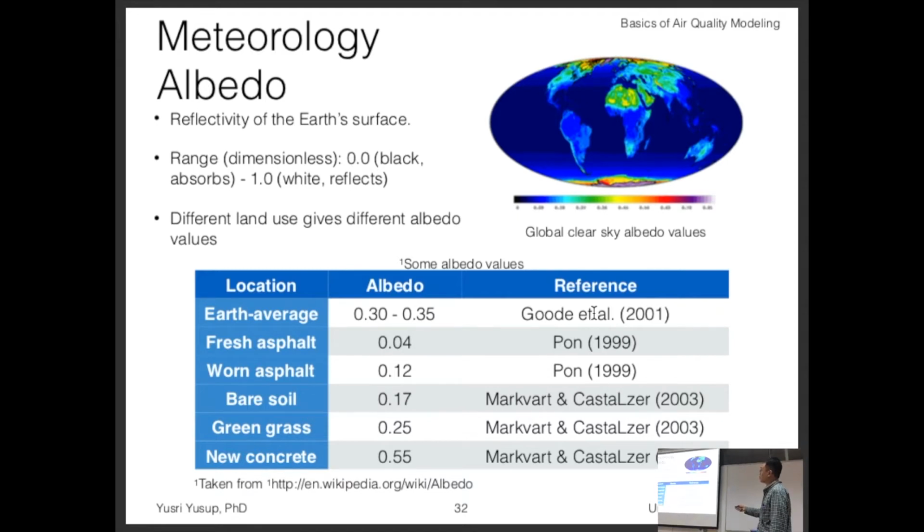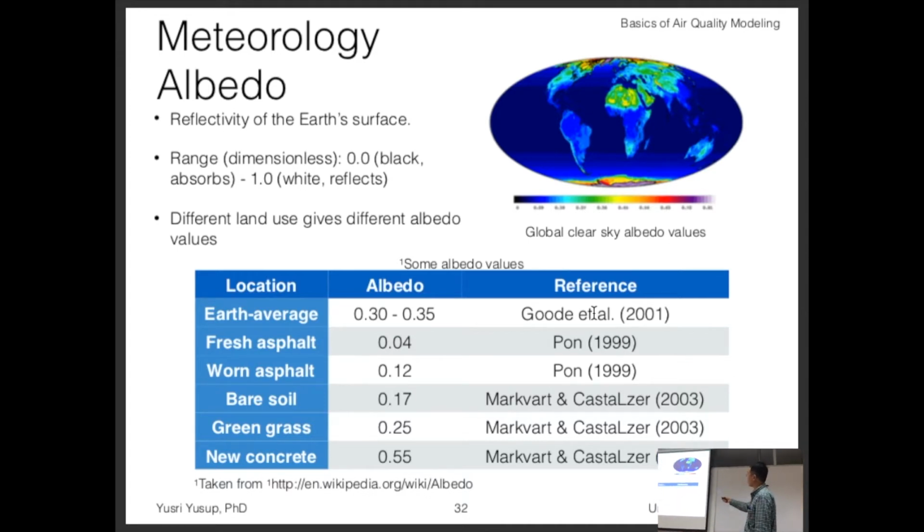Different land use gives different albedo values. So these are some that are, I think, relevant to urban areas. Earth average, that means for the entire world, is between 0.3 and 0.35. That means these are very high albedo values. You know why, right? Because it's at the North Pole or the South Pole, where the surface is mostly covered by ice, white in color.